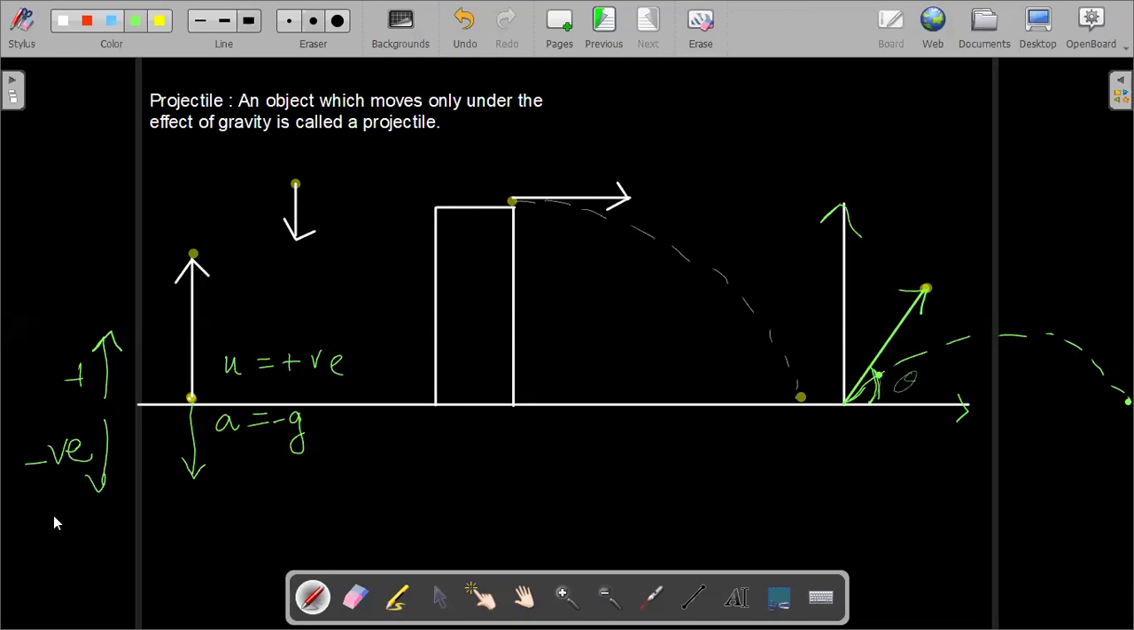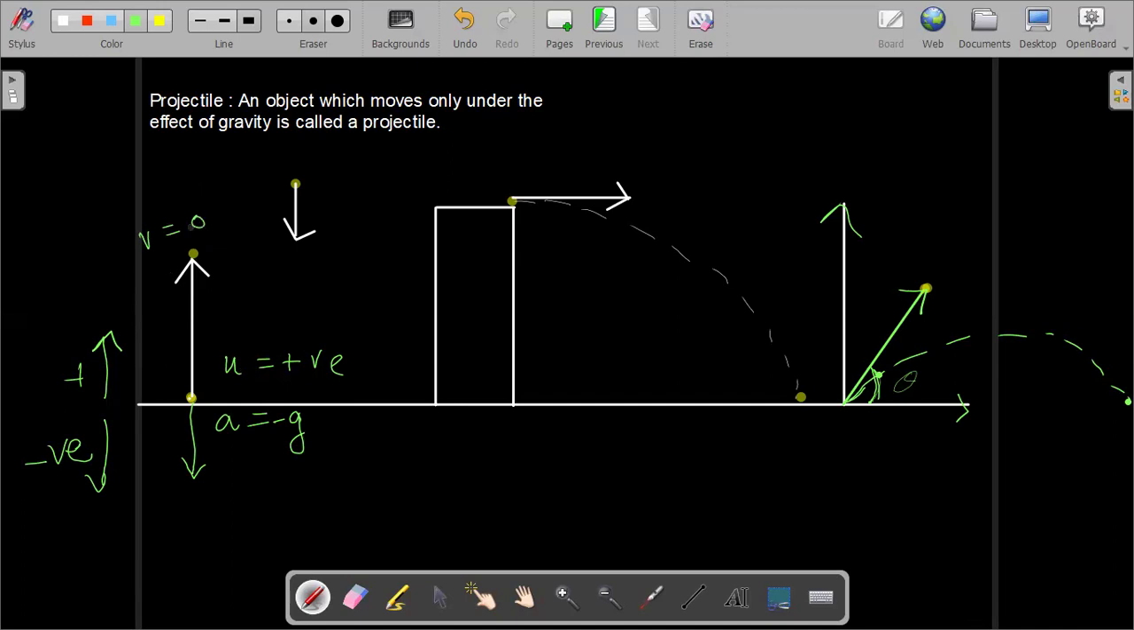So when you throw it vertically upward, the ball reaches a maximum height, and at that highest point, the velocity of the ball becomes zero. If the initial velocity is something, its final velocity becomes zero.